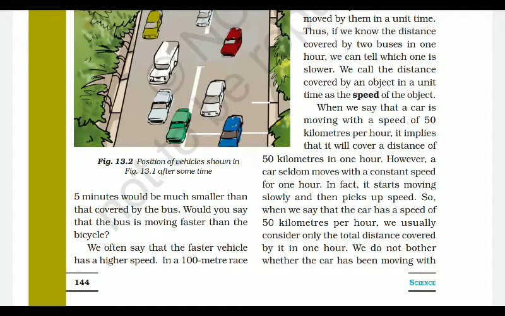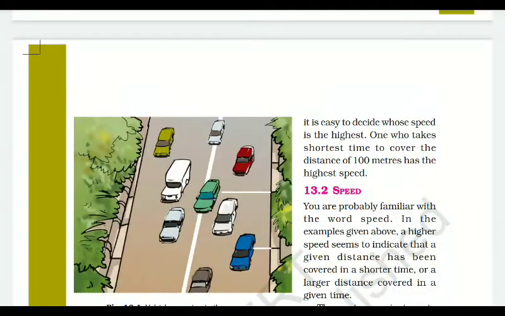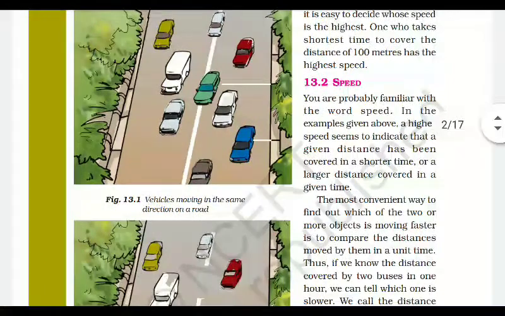We often say that the faster vehicle has a higher speed. In a 100-meter race, it is easy to decide whose speed is the highest. One who takes the shortest time to cover the distance of 100 meters has the highest speed. Now, what is speed? You are probably familiar with the word speed. In the example given above, a higher speed seems to indicate that a given distance has been covered in a shorter time, or a larger distance covered in a given time.